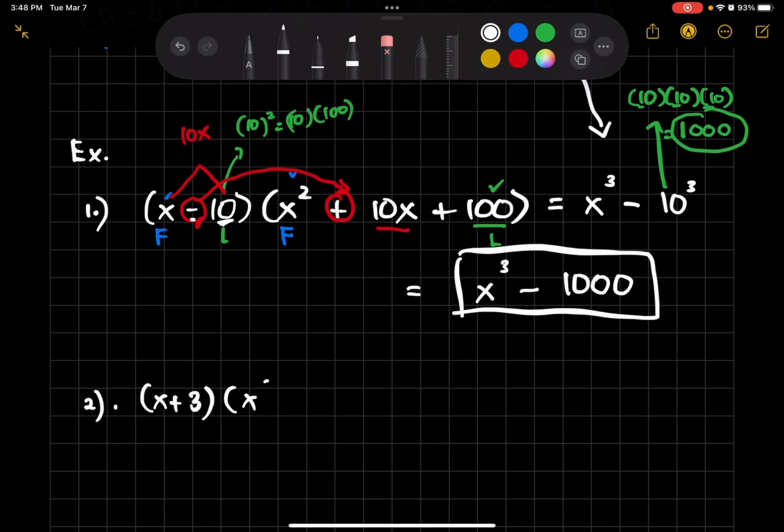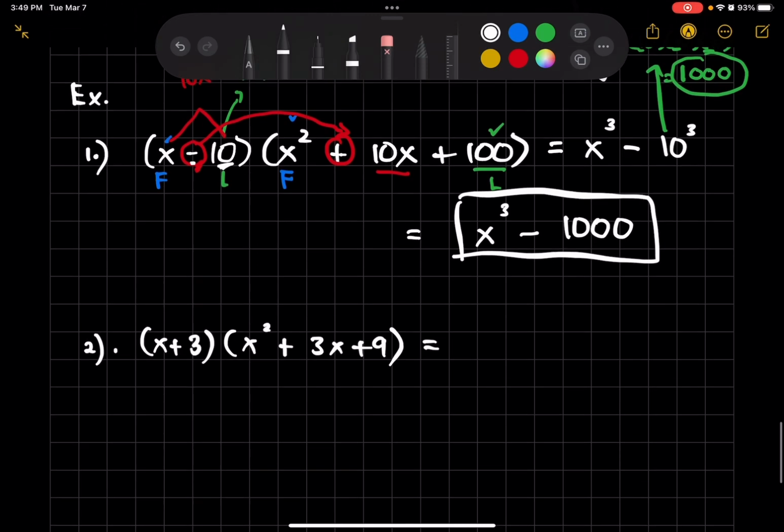Okay, so let's check if we can apply the rule of the product of a binomial and a trinomial of a special form. So first condition, let's check if we have a binomial and a trinomial. So check siya doon. Second condition, let us check the first term. The first term in the binomial is x. So, dapat dito sa trinomial, naka-squared siya. Right?